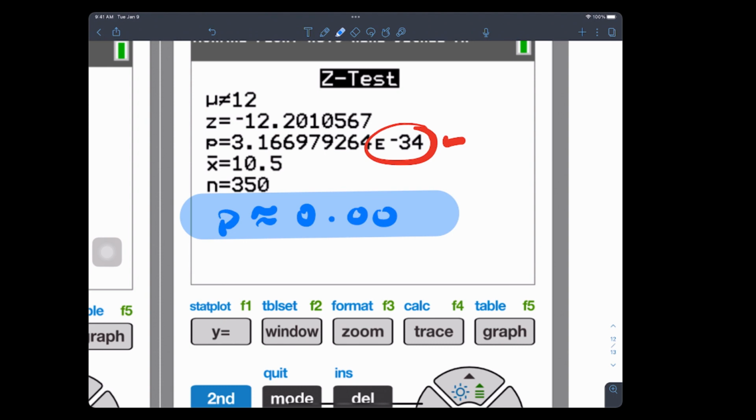So it's approximately 0. Remember what probability equal to 0 is? It's impossible. So it's like saying it's impossible to get this test statistic value of negative 12.2 when the null hypothesis is true. It's impossible to get that number.